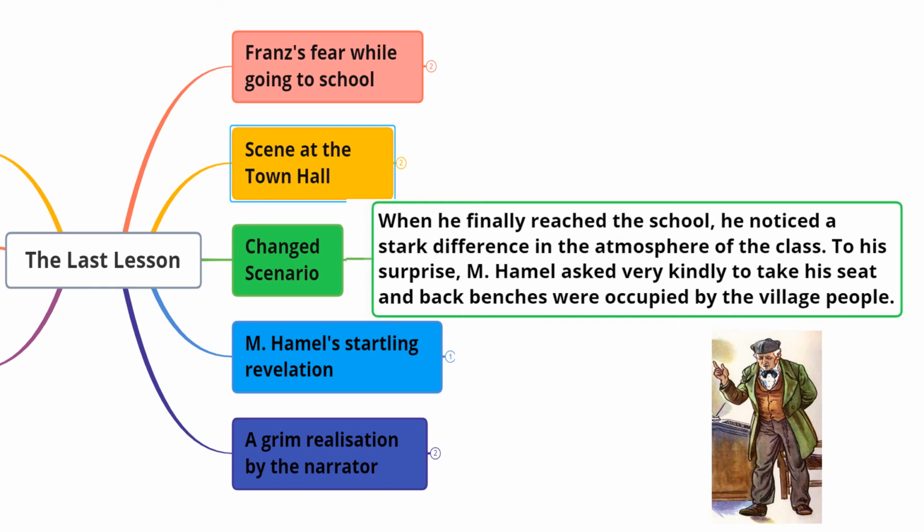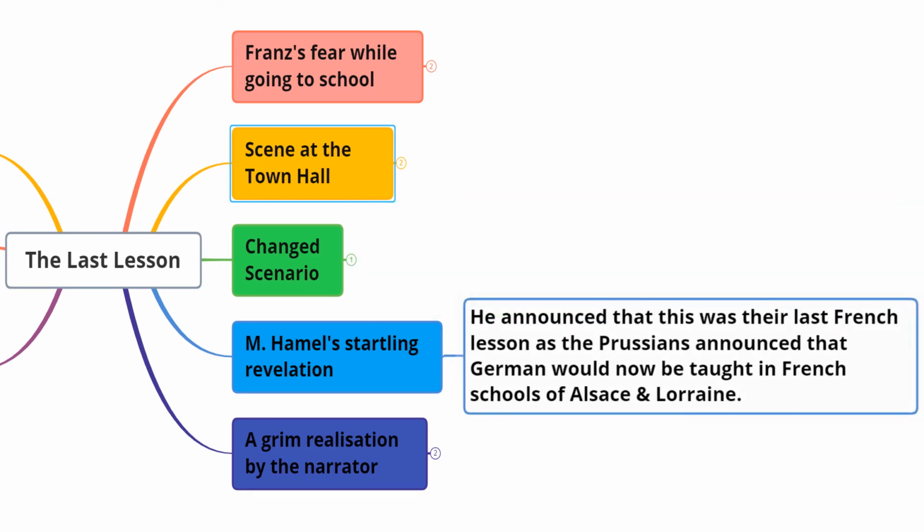As he sat down at his desk, he suddenly noticed that his teacher was dressed formally in his beautiful green coat, his frilled shirt, and his black silk embroidered cap that he wore only on inspection and prize days. Again, he noticed that the back benches that are usually empty were filled with village people. He sat down there wondering what was going on when M. Hamel announced that it would be their last French lesson, as an order had come from Berlin to teach only German in the schools of Alsace and Lorraine.